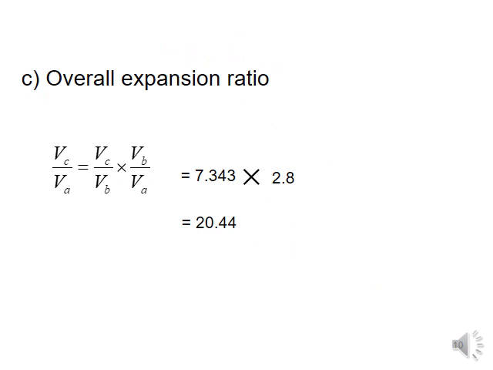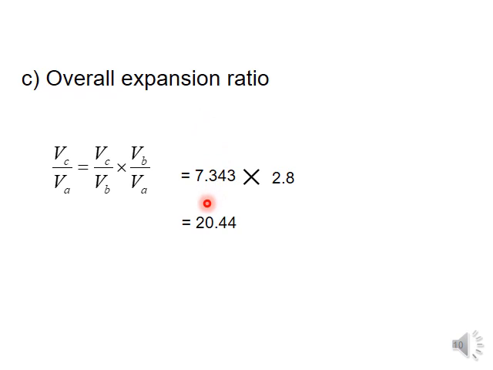Now the overall expansion ratio, covering the processes A to B, B to C, C to D, D to A. The overall expansion is nothing but Vc by Va, which we can write as Vc by Vb into Vb by Va. Vc by Vb we calculated in the previous bit, we got 7.343, and Vb by Va is given in the data as 2.8. So the overall expansion ratio is 20.44.